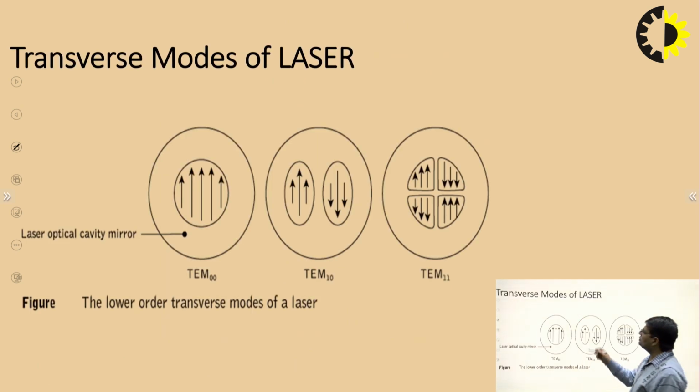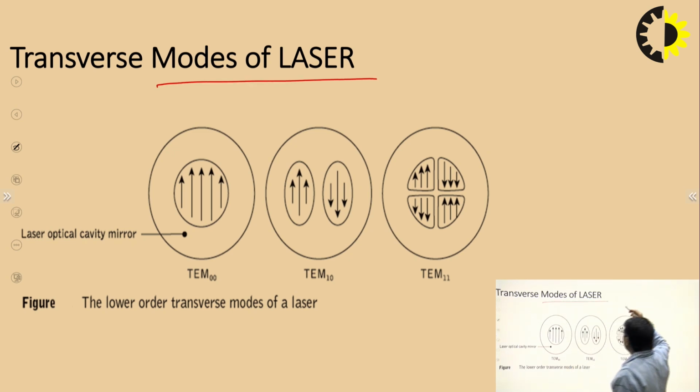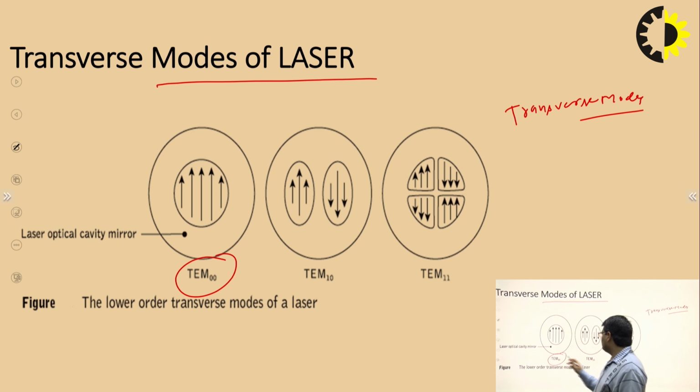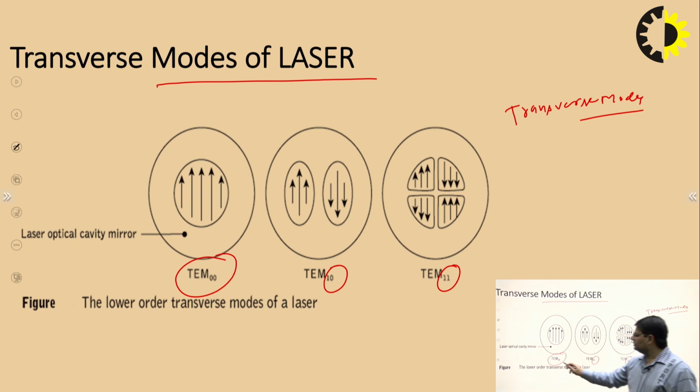The second type of modes that occur inside the laser cavity are transverse modes. Examples of transverse modes are transverse electromagnetic TEM 00, TEM 10 and TEM 11. These subscripts 00, 10 and 11 basically define the direction of alignment of the field component or mode. So different directions are given there.